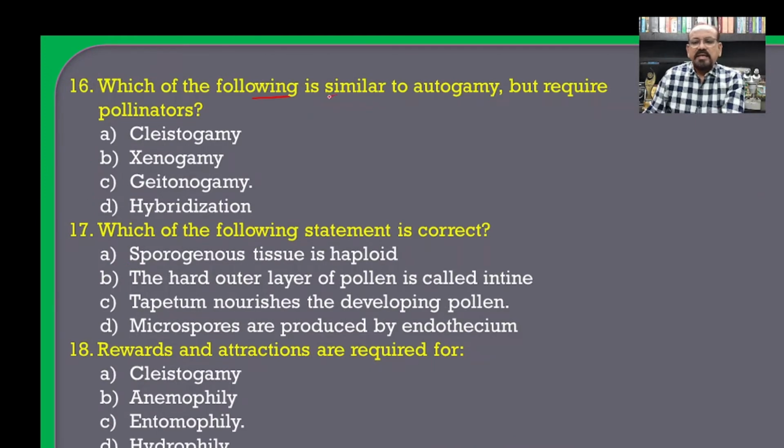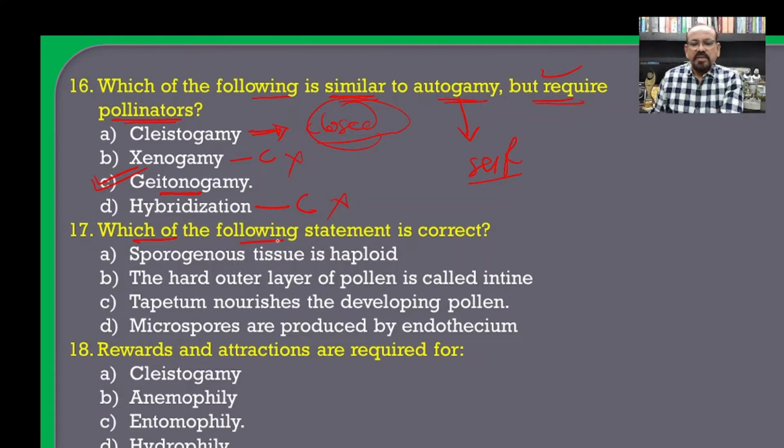Then which of the following is similar to autogamy but requires pollinators? See, xenogamy is cross-pollination, hybridization is cross-pollination, and autogamy is self-pollination. So these two will not be the answer. In cleistogamy, the flowers are permanently closed, so there is no need of pollinators, and hence the remaining one is the answer. And autogamy means what? The transfer of pollen grain from one flower to another flower present on the same plant.